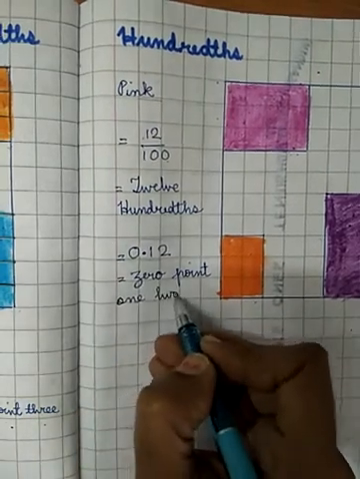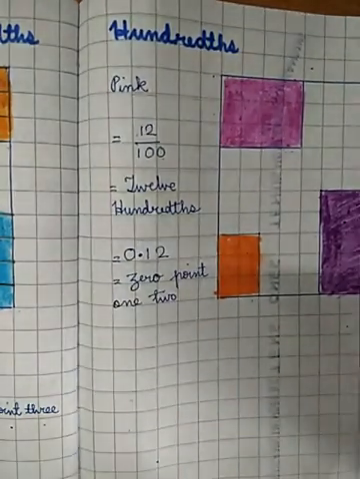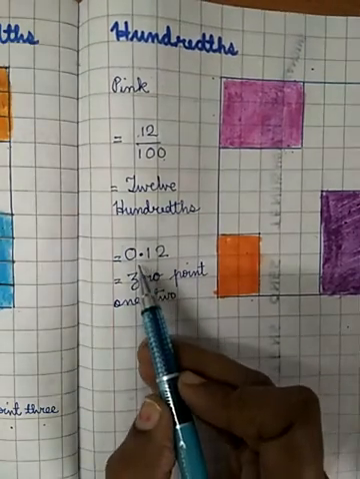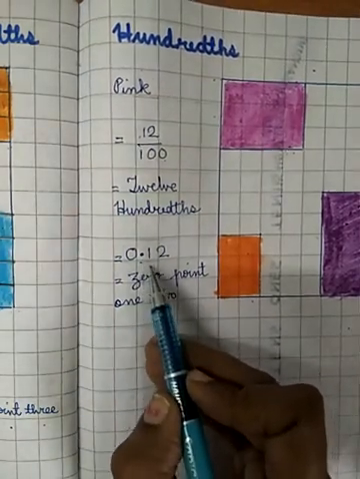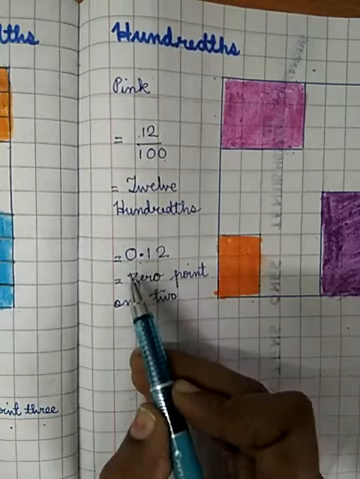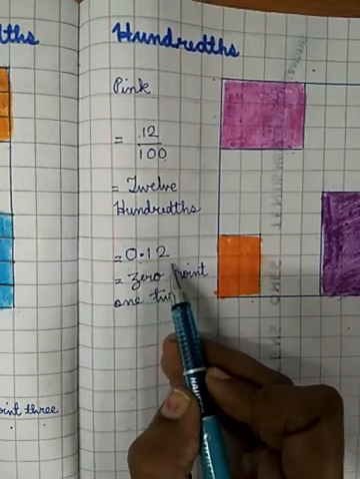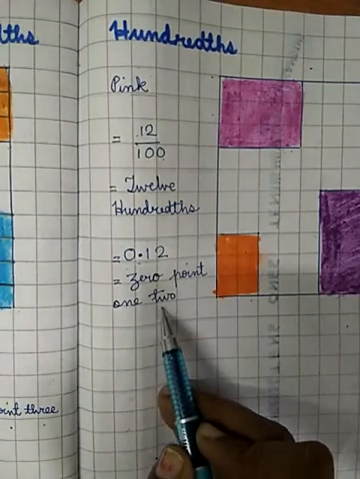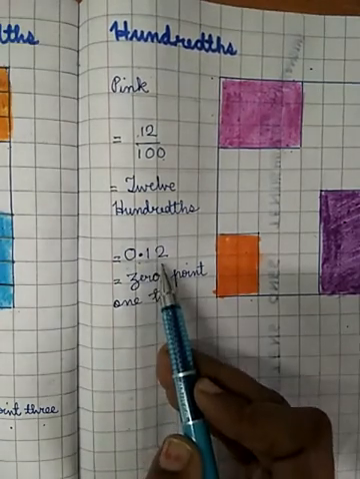0.12. So here you are studying a new thing. The new thing is that after the point, you will not read this as twelve. It is not zero point twelve. It is zero point one two. You will read this as digits.